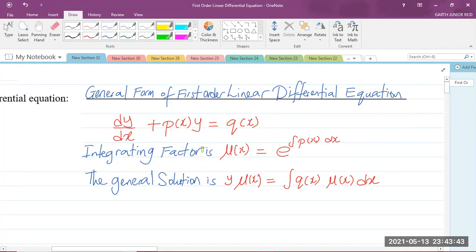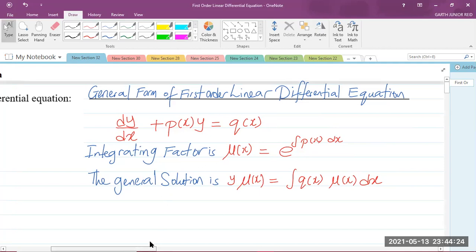And of course, we need to know our integrating factor, normally called mu of x, and that is equal to e to the integral of p of x dx. Now, the general solution is going to be y times the integrating factor, equal to the integral of the function q multiplied by the integrating factor with respect to x. Let me just say that p and q can either be functions of x or constants.